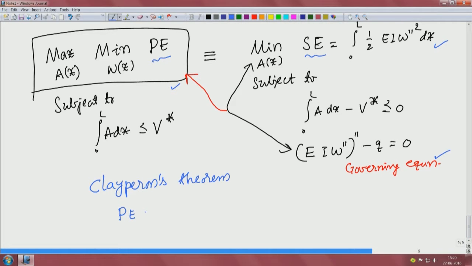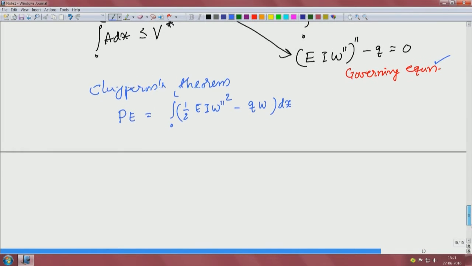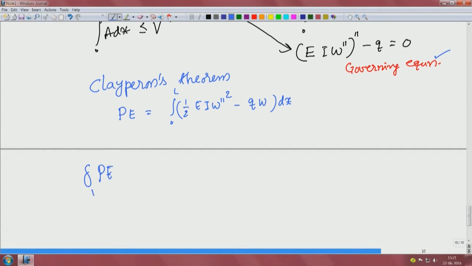Okay. So, Clapeyron's theorem, where we have potential energy, let us take it for a beam, 0 to L half E I W double prime square minus, there is a loading Q times W dx. There is a work potential, negative of the work done by external forces. Now, when we take the variation of potential energy with respect to W, that gives us the equilibrium equation, right. So, we write 0 to L E I W double prime delta W double prime minus Q delta W dx equal to 0. This we said is a principle of virtual work.